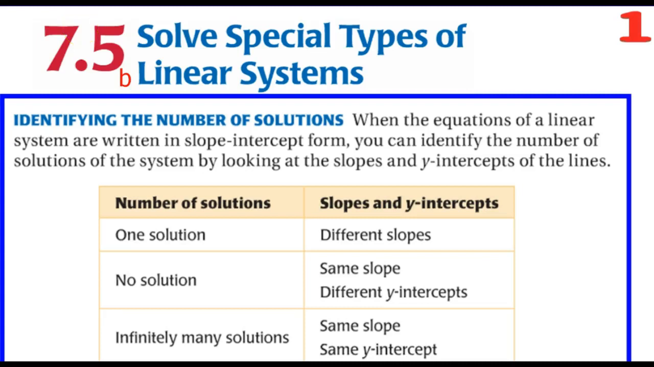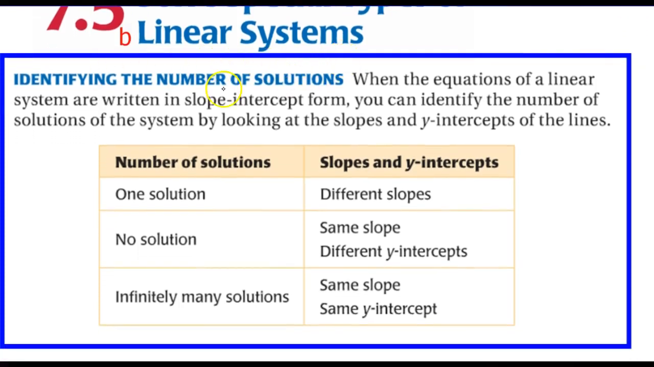Welcome everyone. Today we're continuing 7.5, solving special types of linear systems. So the first thing, we're going to talk about a little bit of vocabulary. When the equations of a linear system are written in slope-intercept form, you can identify the number of solutions of the system by looking at the slopes and the y-intercepts of the lines. So slope-intercept form, remember, is y equals mx plus b.